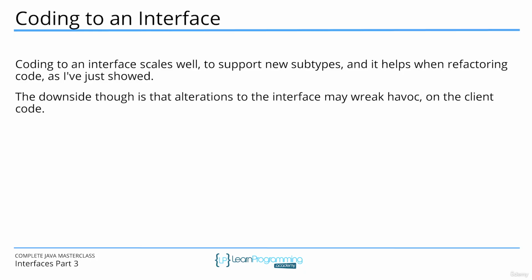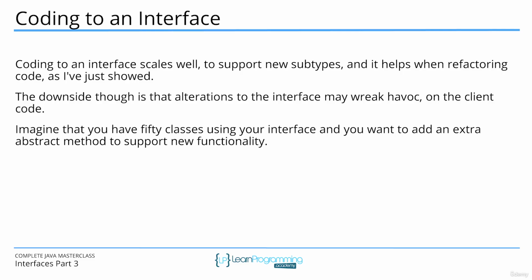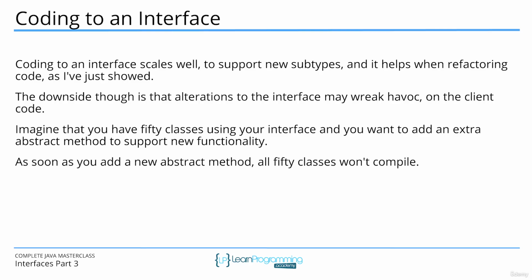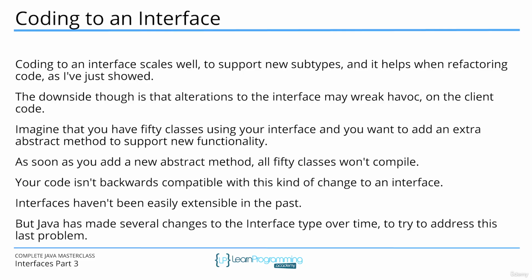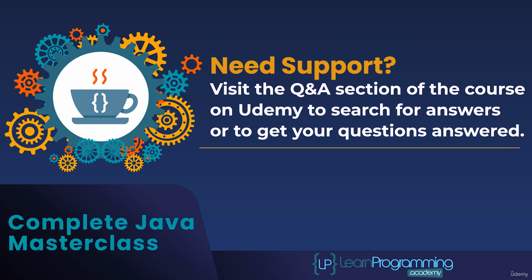The downside, though, is that alterations to the interface may wreak havoc on the client code. Imagine that you have 50 classes using your interface and you want to add an extra abstract method to support new functionality. As soon as you add a new abstract method, all 50 classes won't compile. Your code isn't backwards compatible with this kind of change to an interface. Interfaces haven't been easily extensible in the past, but Java has made several changes to the interface type over time to try to address this last problem. In the next video, I'll be discussing what's changed with the interface type as of JDK 8.